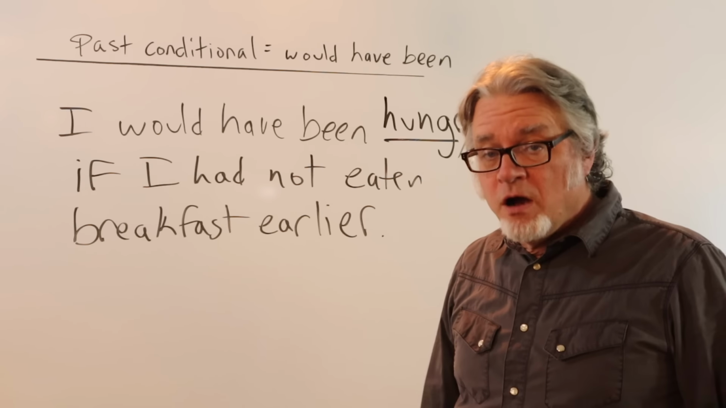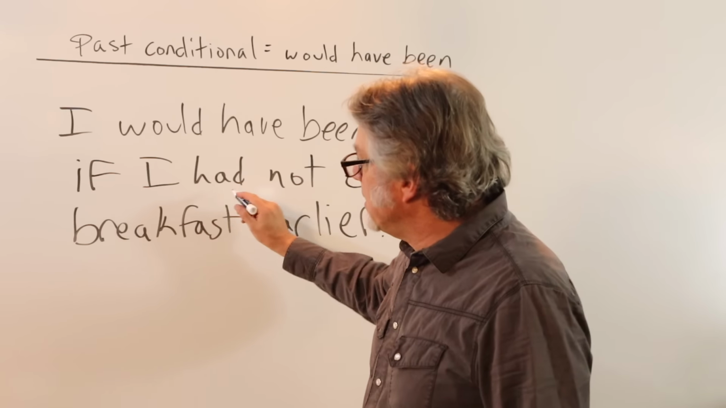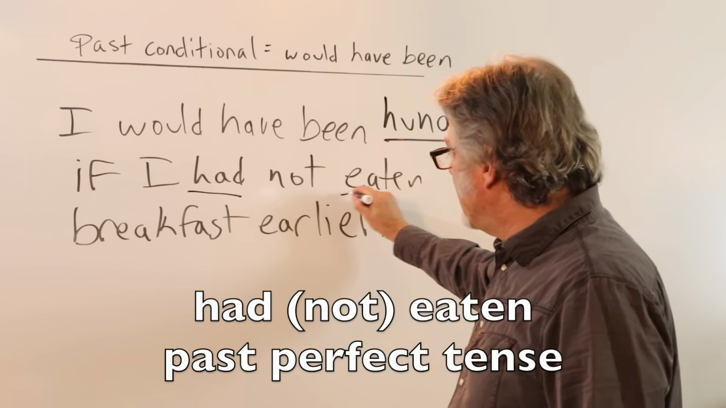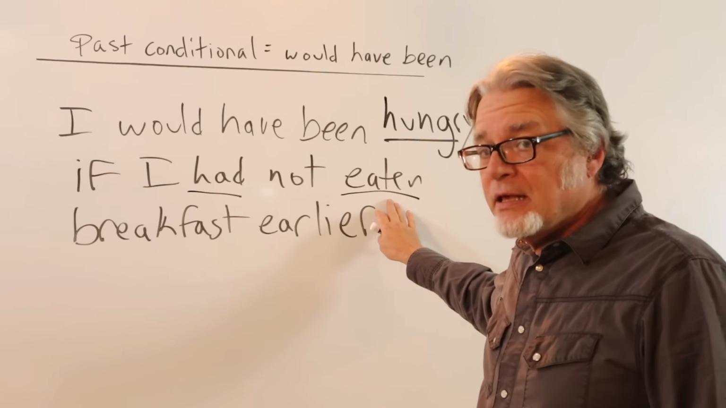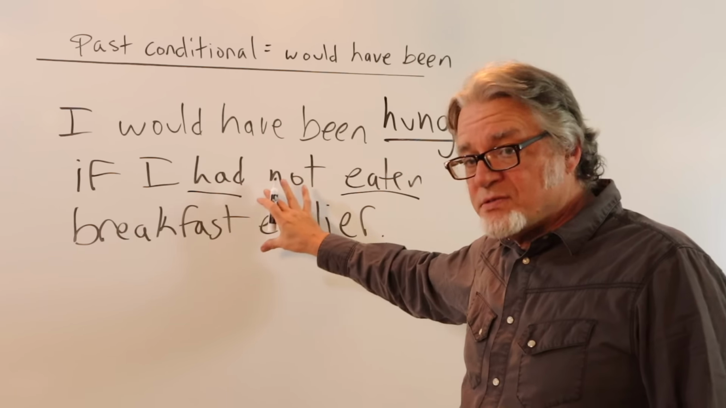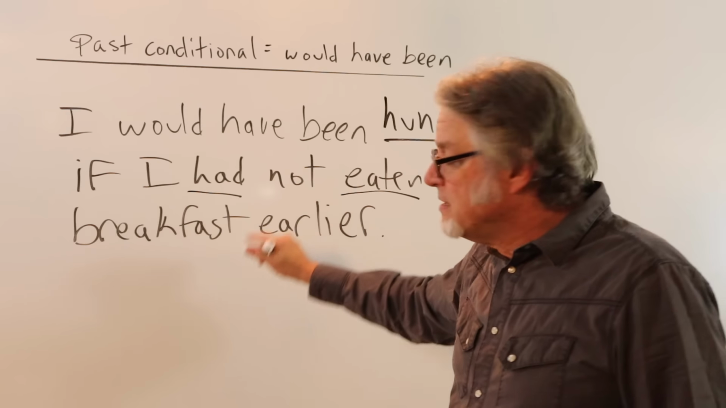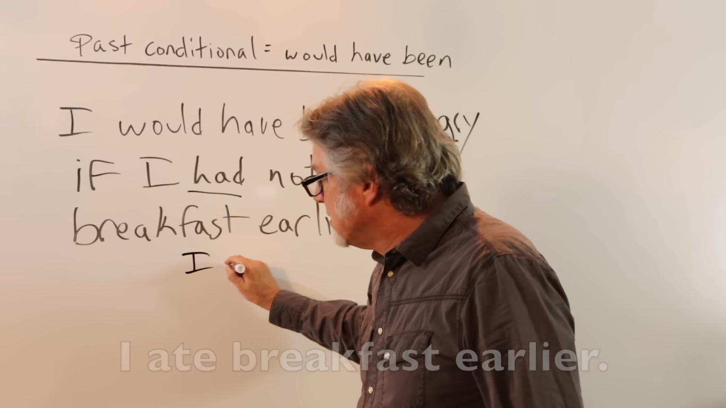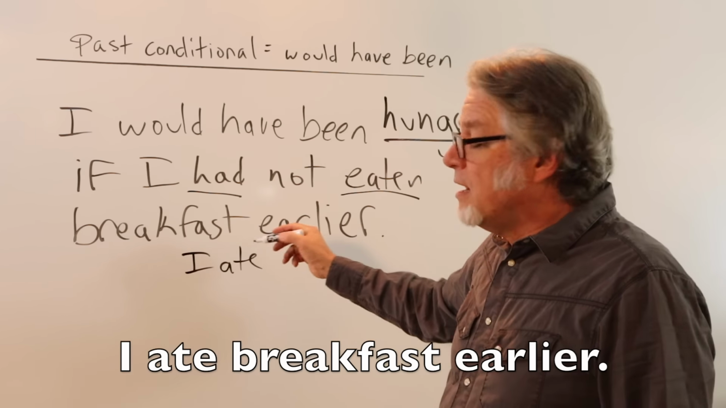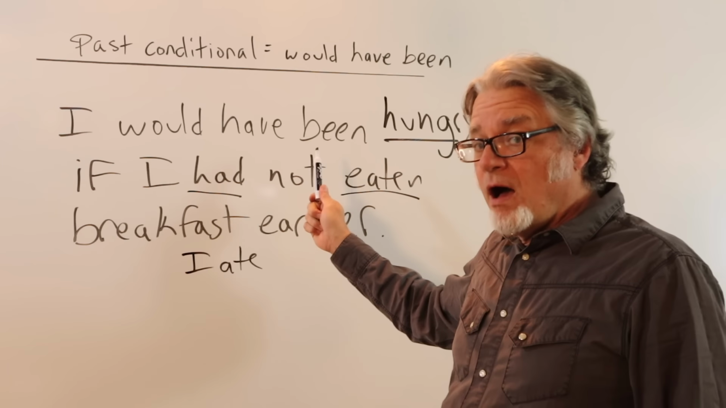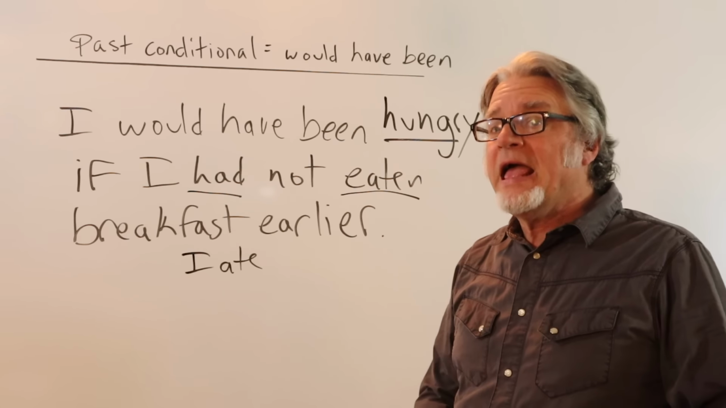I would have been hungry, and then here after if is the past perfect tense. It's negative, had not eaten. In this part of the sentence, using the past perfect negative means that I ate. I ate breakfast earlier. However, thinking about a past possibility, I would have been hungry if I had not eaten.